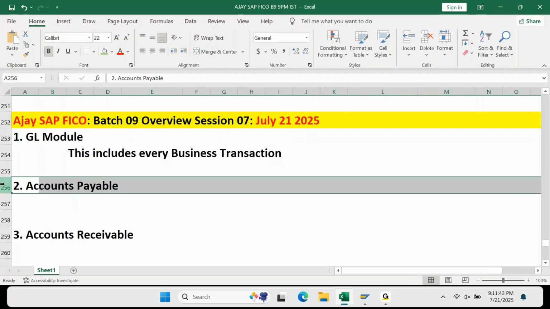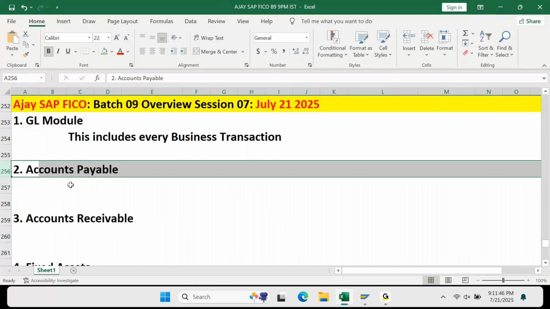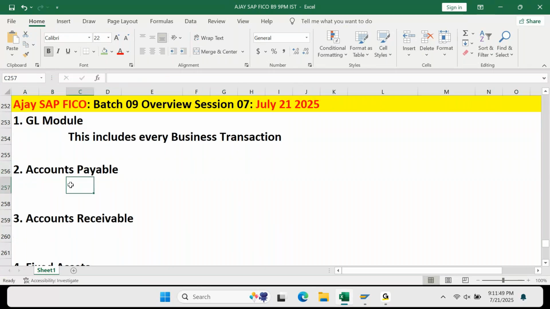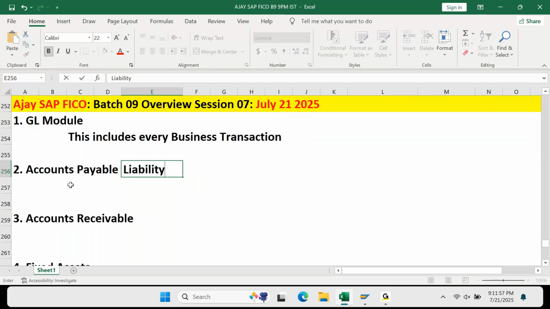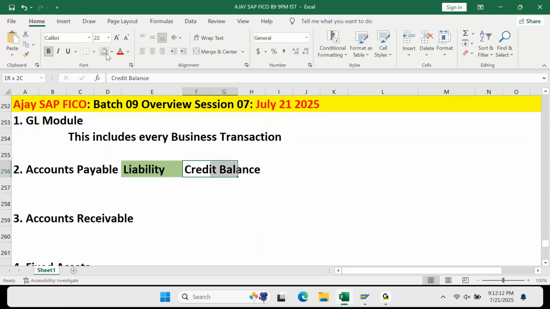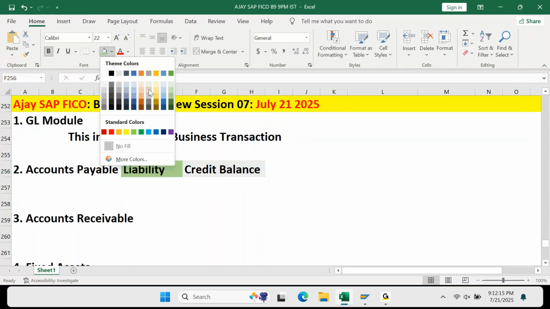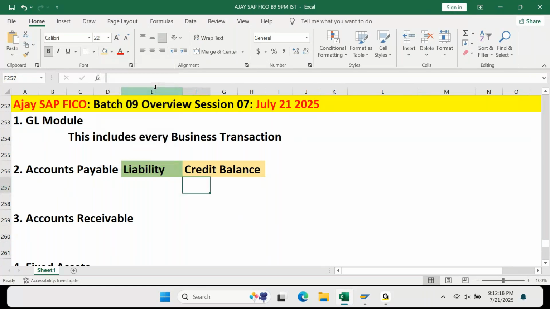First of all, look at accounts payable. The moment you talk about accounts payable, is this an asset or a liability? It is a liability. Does a liability always show a debit balance or a credit balance? It always shows a credit balance. Nothing new; these are basic accounting fundamentals, nothing from SAP.